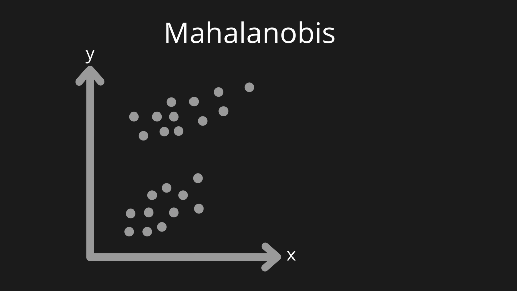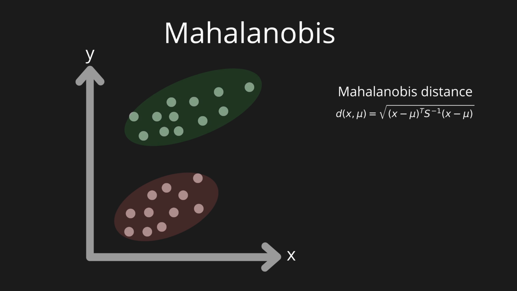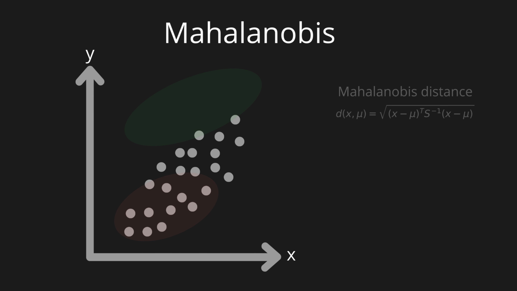The Mahalanobis distance takes things one step further. It considers not just how far points are, but also how the data spreads and how features relate to each other. If your data is stretched or tilted along certain directions, Mahalanobis adapts to that. It scales distances based on variance and correlation, allowing clusters to form along the data's true shape.